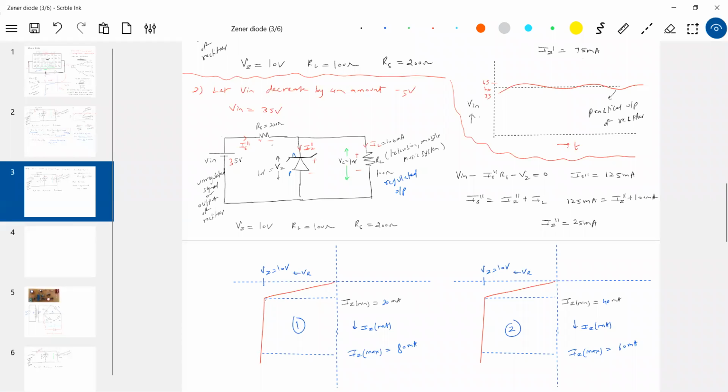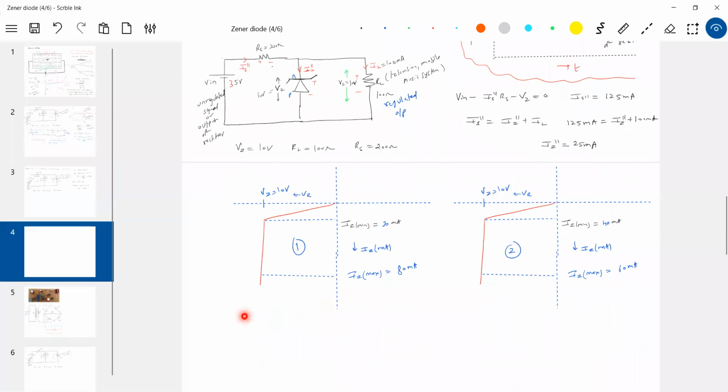Like this, IZ minimum will come. IZ max depends on what? VZ we already know. Maximum power dissipation, I'll bring it. So PZ should be equal to what? VZ into IZ max. So this should be equal to how much? 10 into 80 into 10 to the power of minus 3. How much is it equal to? Around 800 milliwatt, or 0.8 watt. This should be the power rating of this Zener diode. This is Zener diode 1.